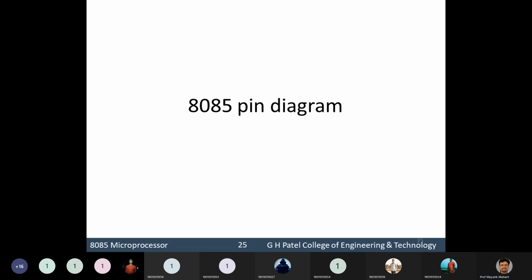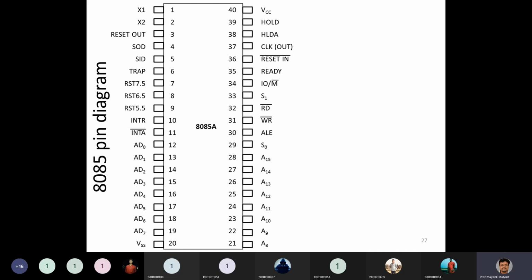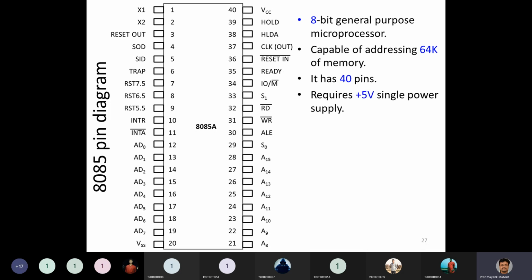As in the previous class, we talked about basic things related to the 8085 microprocessor. Today we are going to discuss all the 40 pins which are available in the 8085 microprocessor. Okay, so these are all the 40 pins. It is definitely an 8-bit general purpose microprocessor. It is capable of addressing 64 kilobytes of memory.